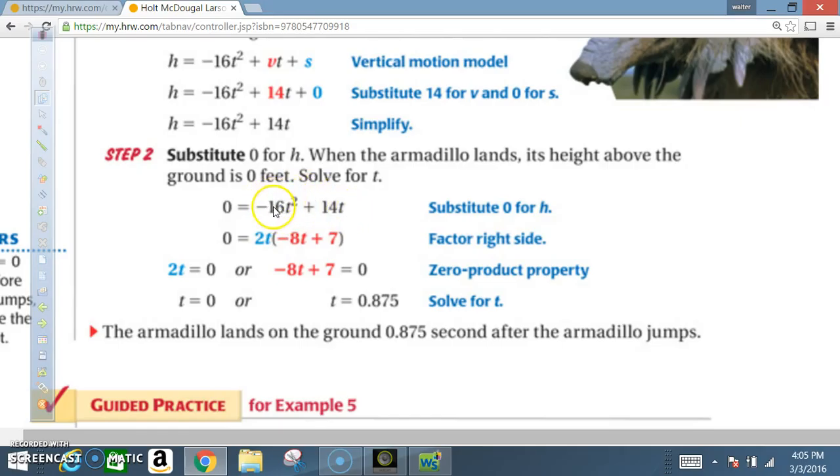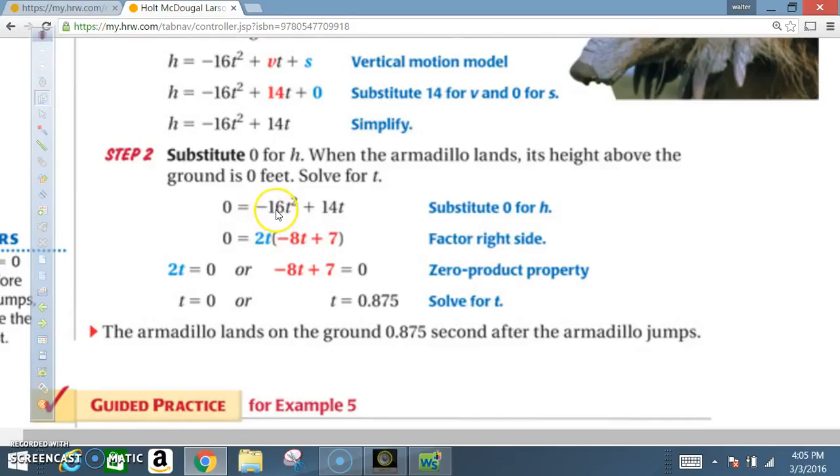So I look at the 16 and look at the 14. What's the greatest number that can go into both 16 and 14? That's going to be 2. I look at the t squared and the t. Bases are the same, so which is the smallest t? It's going to be just t to the first power. So that's why I got t right there. So my greatest common factor is going to be 2t. Now I factor it out.